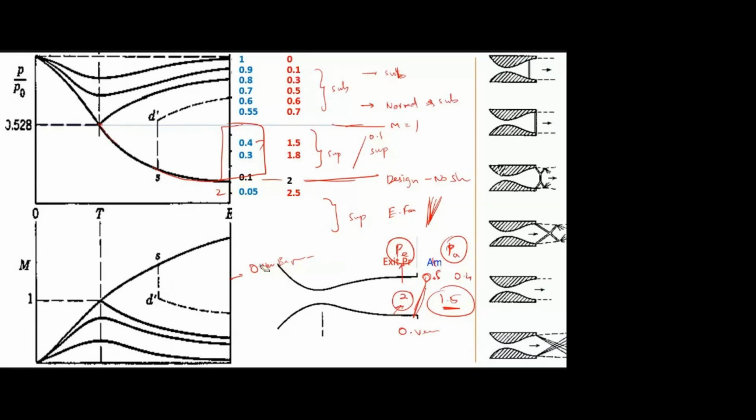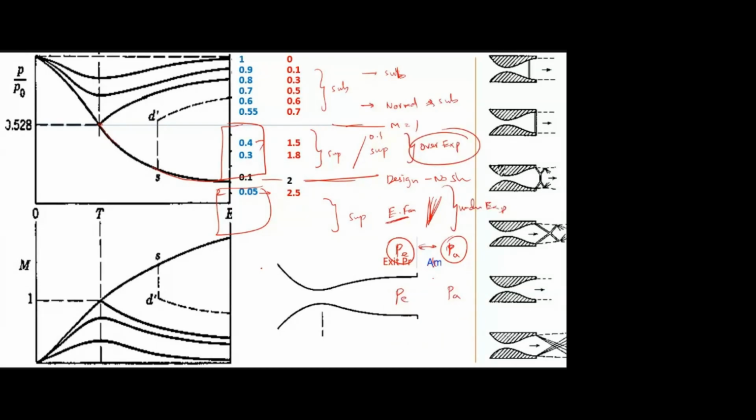Now this region, if you see, according to this pressure ratio outside I should get 2.5, but the duct is designed for 2. I need 2.5, but it is accelerating only to 2, that is less acceleration, less expansion. So we call this under expansion. Is that clear? Yes, sir. So there is an expansion fan which converts 2 to 2.5.